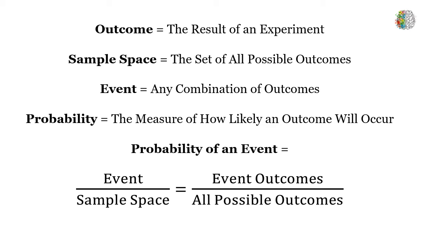An event is any combination of outcomes. So usually when we do an experiment, we'll be able to subdivide it into smaller portions, and each of these things is called an event.